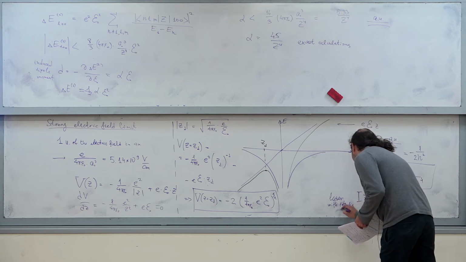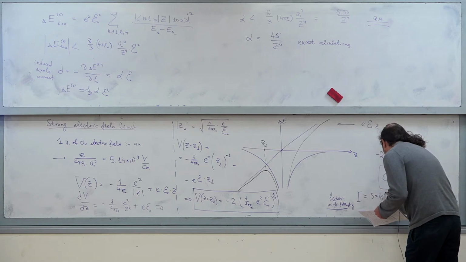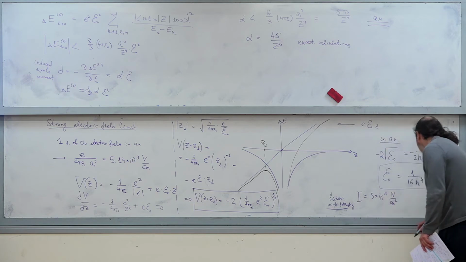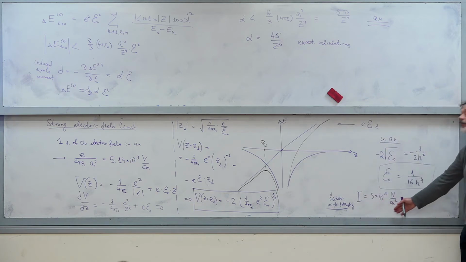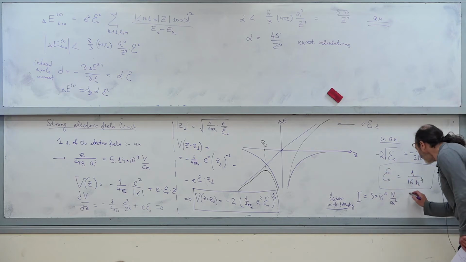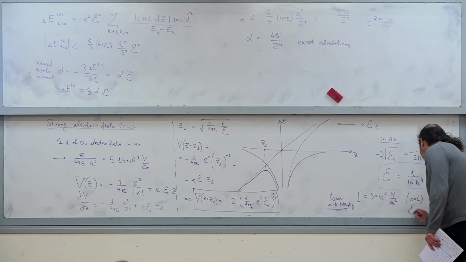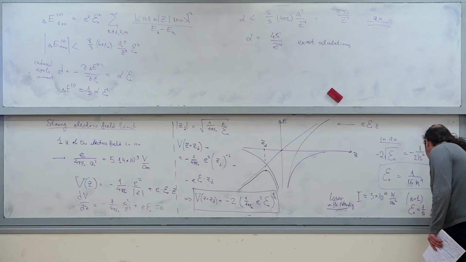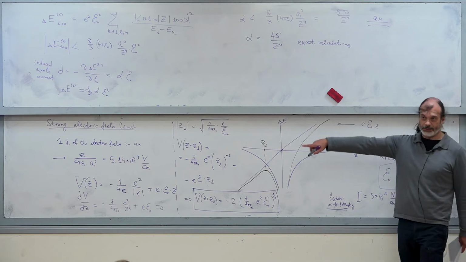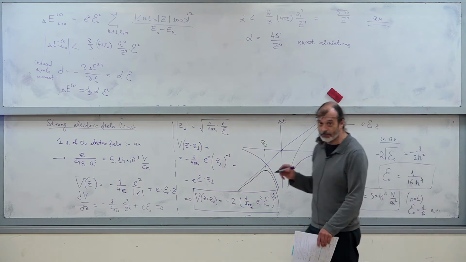So what is this intensity? This intensity should be 5 multiplied by 10 to the 14 watt per centimeter squared. That's the intensity of the laser that can produce this electric field. For n equal to 1, this electric field will be E0 equal to 1 over 16 in atomic units. So we need this laser in order to ionize our atom. Is it possible or not?